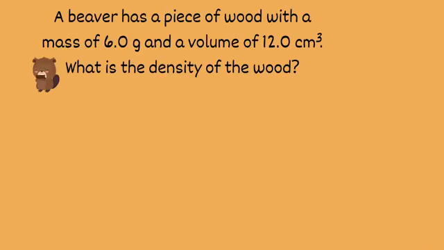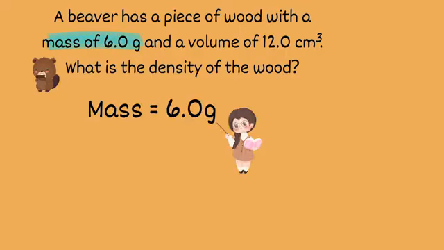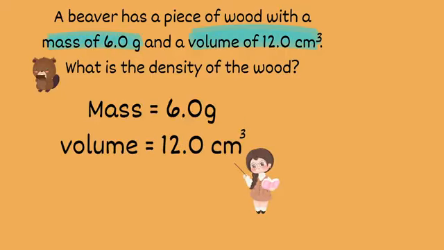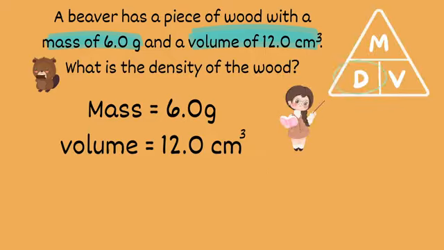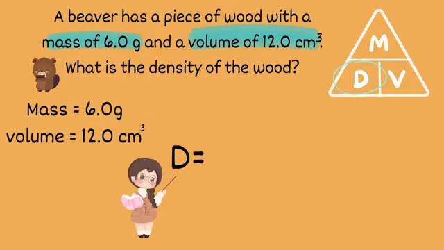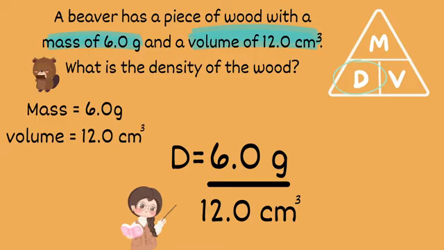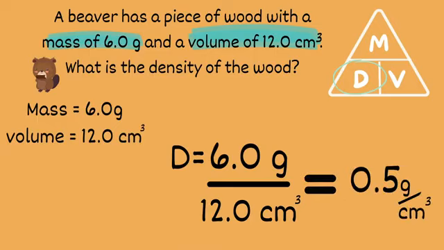A beaver has a piece of wood with a mass of 6.0 grams and a volume of 12.0 centimeters cubed. What is the density of the wood? Well, we're given the mass of 6 grams and the volume of 12 centimeters cubed. If we look at our pyramid again, it tells us that density equals mass over volume. So we're going to do 6 grams over 12 centimeters cubed. If we punch this into our calculator, we get 0.5 grams over centimeters cubed.